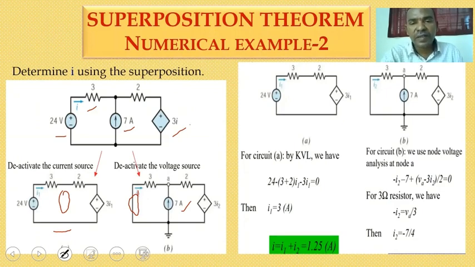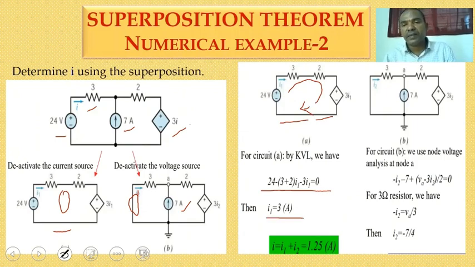For the first case, when the voltage source is acting, it is a closed path, so I am applying KVL. The current flowing through the circuit is I1. I am writing the KVL equation: 24 minus 3I1 minus 2I1 minus 3 times I1 is equal to 0. From this, we have one equation and one unknown, so I1 is equal to 3 amperes.